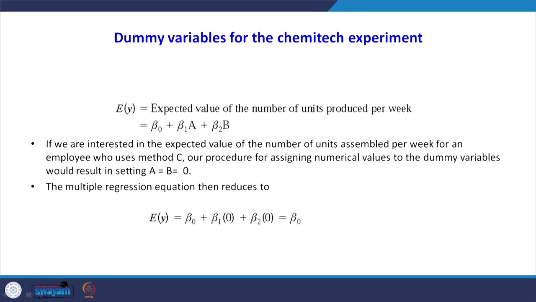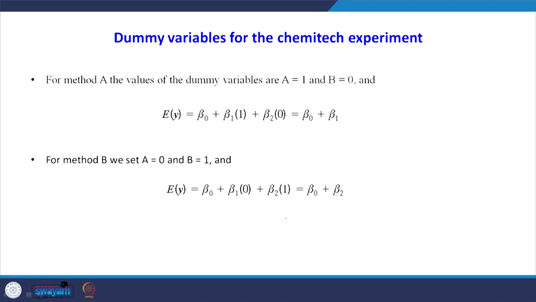When you substitute a equal to 0, b equal to 0, the expected value of y is nothing but beta 0. In the case of method A, the values of the dummy variables are a equal to 1, b equal to 0. So when you substitute in the regression equation, you get beta 0 plus beta 1, because the a value is 1 and the b value is 0. If you want to know the expected value for assembly method B, we have to set a equal to 0, b equal to 1. So when you substitute in the regression equation, you get beta 0 plus beta 2.